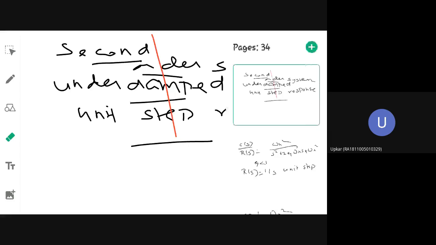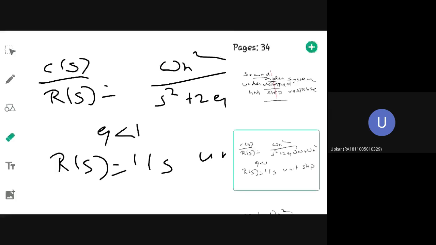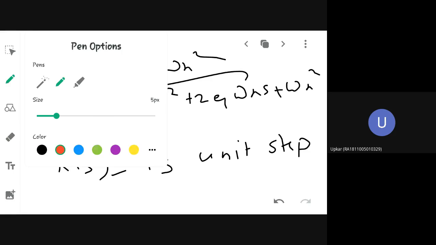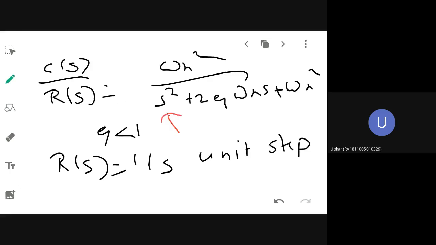Now tell me, what is the general transfer function representation for any second order system? I told you this equation is very important. The general transfer function is represented by omega n square divided by s squared plus 2 zeta omega n s plus omega n squared, where zeta represents my damping ratio and omega n represents my undamped natural frequency.